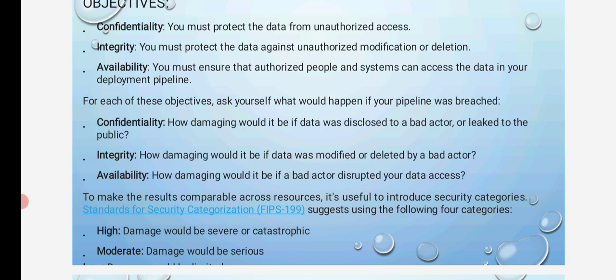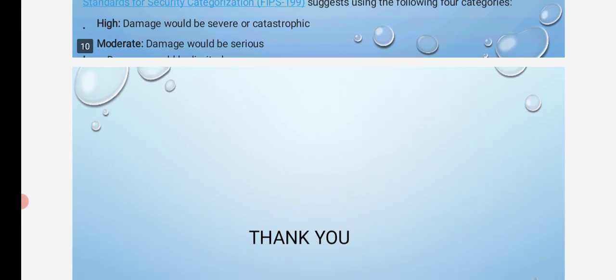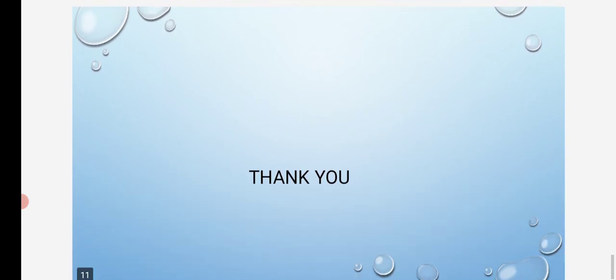To make the results comparable across resources, it is useful to introduce security categories. The following categories are: high damage would be severe, moderate damage would be serious. Thank you.